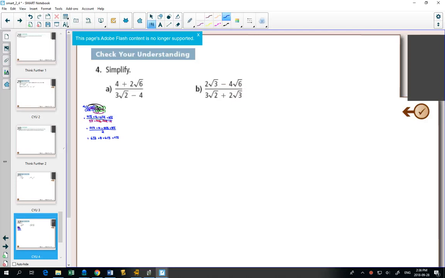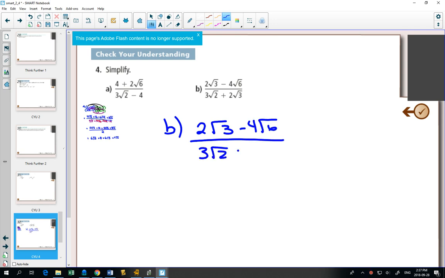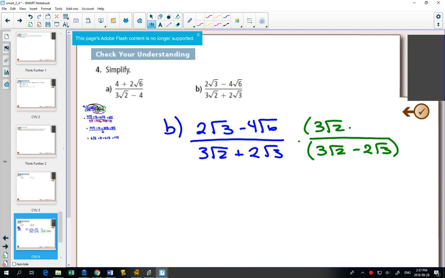Let's look at B. Same thing, B. We have square roots in our denominator. So if I want to get rid of those square roots in my denominator, I'm going to need to multiply by the conjugate. So it'll be 3 root 2 minus 2 root 3. And if I multiply the bottom by that, I need to multiply the top by the same thing.